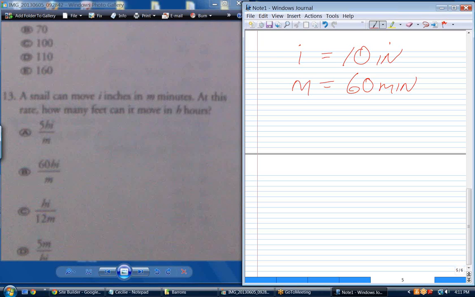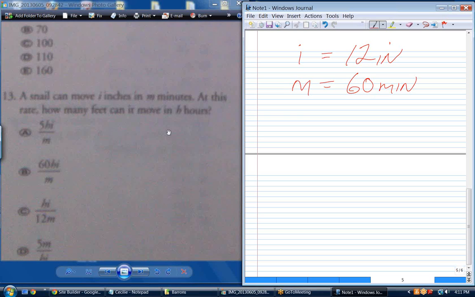You would have to divide it. Oh, divide it. You see why? Let's go back and pick 12 inches. Less than inches. The foot needs to be less. Right. Let's make I 12 inches because that's going to make everything a little more understandable. So if it can move 12 inches in 60 minutes, how many feet can it move in h hours?